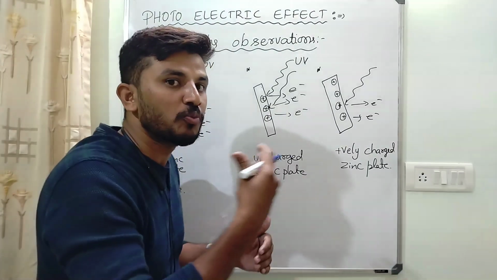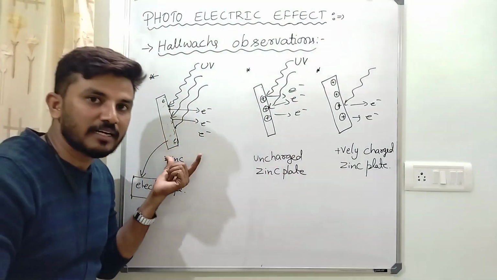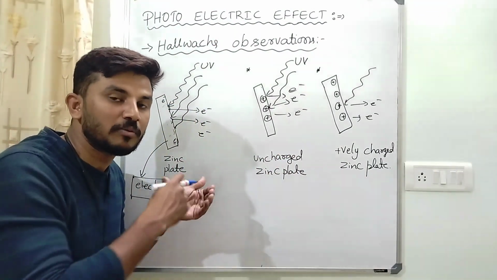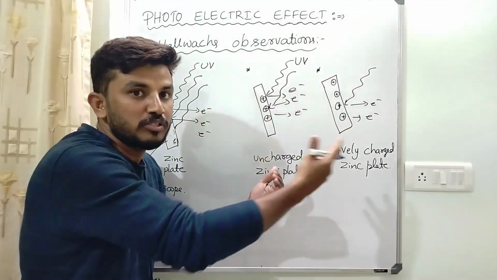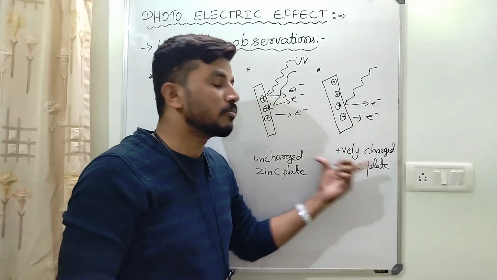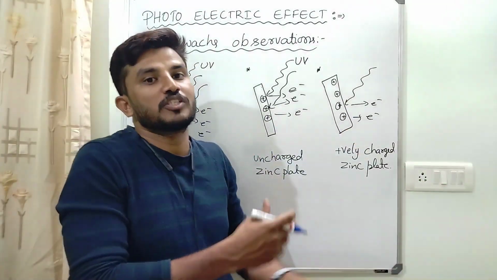Again it will become more positive. Firstly it was a negatively charged plate, it will become uncharged. When this is an uncharged body, it will become positively charged. If you take a positively charged body, it will become much more positive.